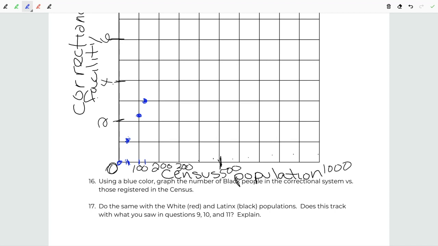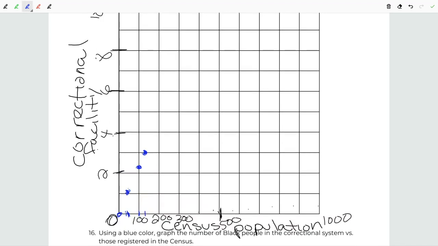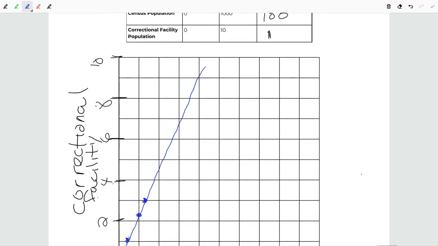Now you're going to take a ruler and draw a straight line on your paper. I'm going to do the best I can. It's a little bit harder on a computer. We're going to draw a straight line representing that graph all the way up. Okay, and we're going to go ahead and put a key over here that blue represents our Black population.